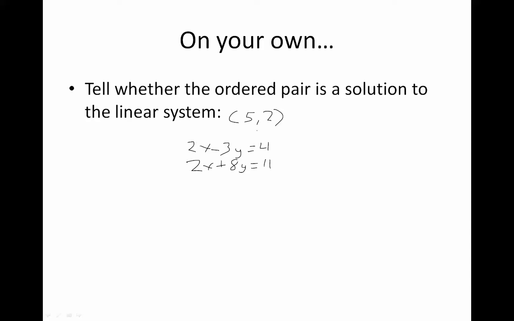So we're going to take each equation, and we're going to replace the x and the y with the values in the point. So here we have 2 times 5 minus 3 times 2 equals 4. That's 10 minus 6 equals 4, which is 4 equals 4. And that checks out. That is true. So that's a good start.